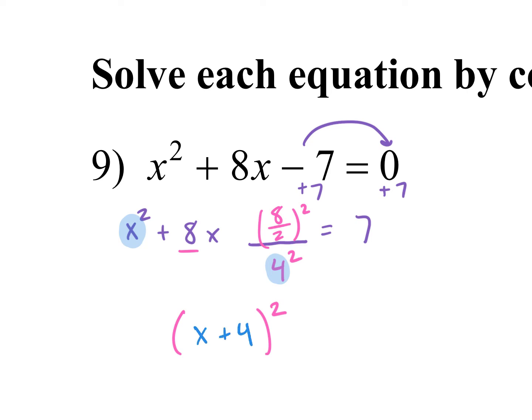Now what is 4 squared? 16. So I'm adding 16 just randomly out of nowhere on the left side of my equation. So I also have to make sure I add 16 on the right side too. So what's 7 plus 16? 23.